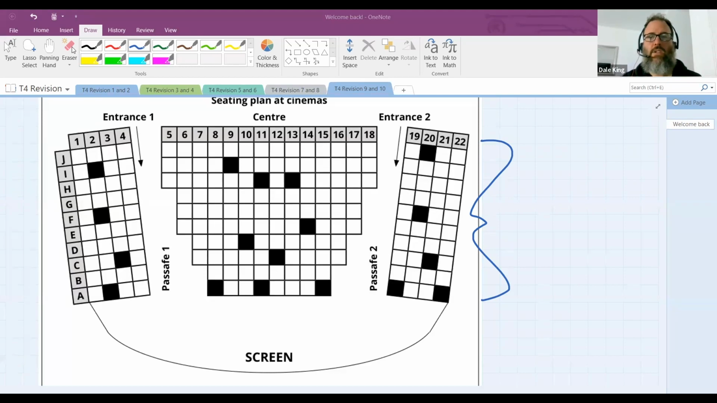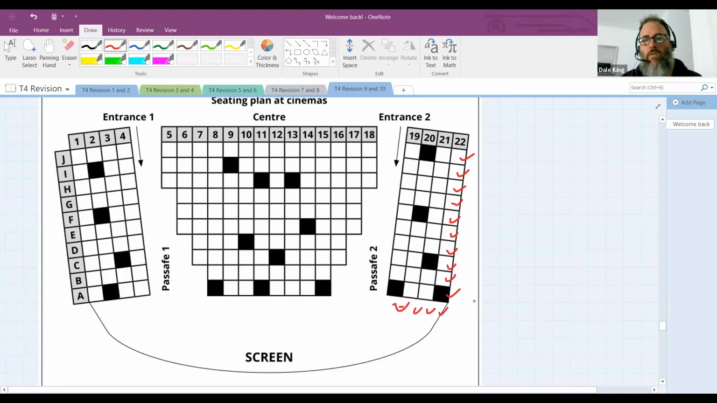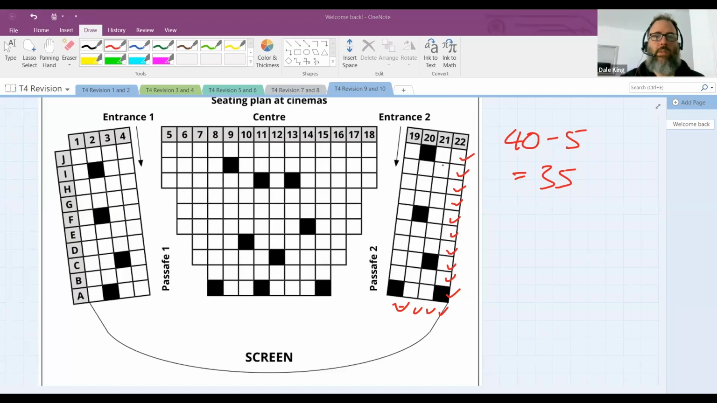Easy way to do it. It's a rectangular block. So all we need to do is count the number in the length and count the number in the width and multiply them, right? So we've got 1, 2, 3, 4, 5, 6, 7, 8, 9, 10. We've got 4 going this way. So 10 times 4 is 40. The ones that are taken is 5. So it's 35. Very good. Nice and easy. Just remember to show all your calculations when you do this one.